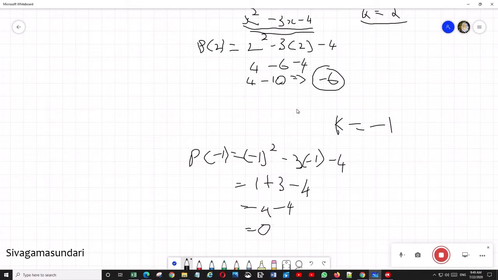As p of minus 1, when replaced through x, gives us the value of 0 in the quadratic polynomial x squared minus 3x minus 4, this real number k is equal to minus 1 is known as the 0 of the polynomial x squared minus 3x minus 4. This can only be applied if p of k is equal to 0.